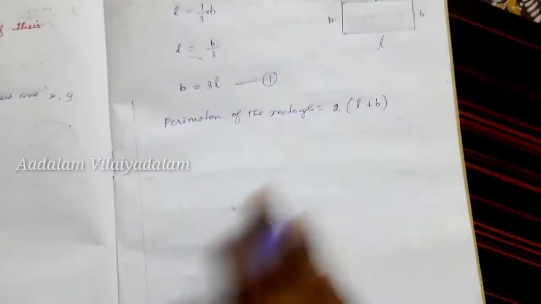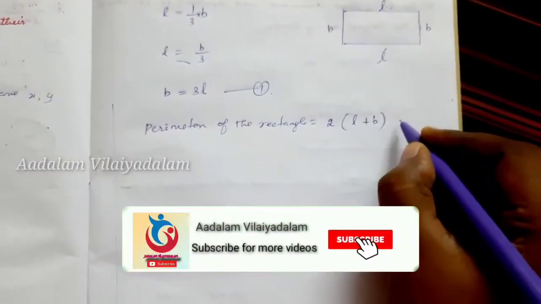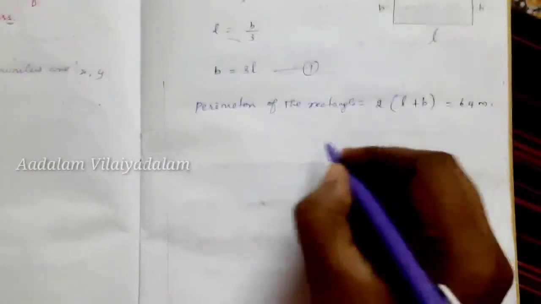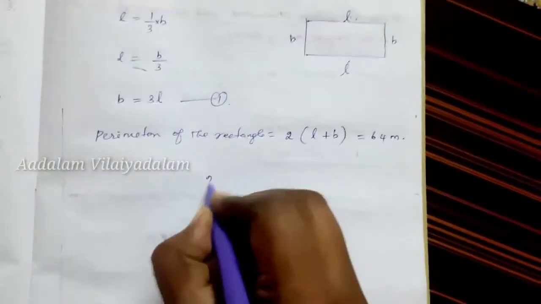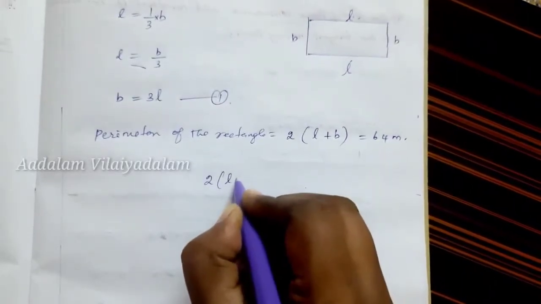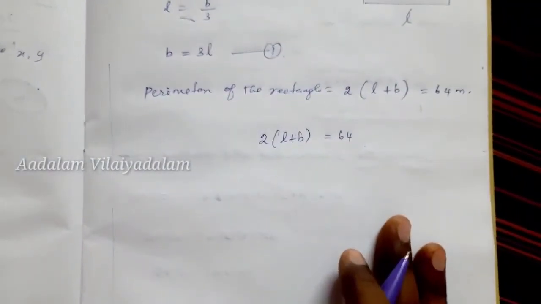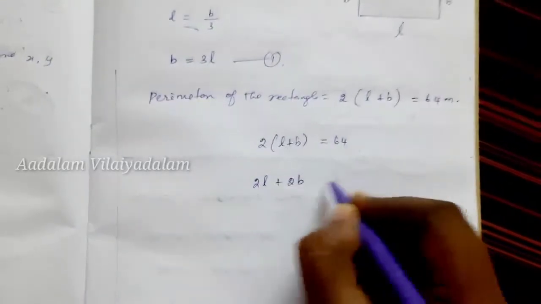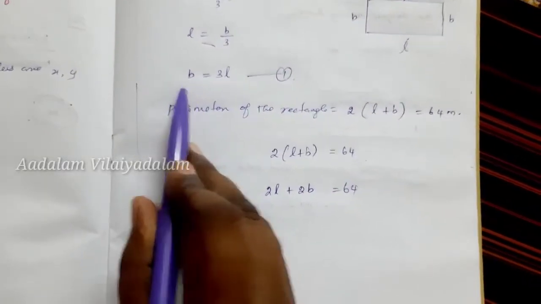So perimeter of the rectangle, what is given here? That is 64 meter. So equal to 64 meter. So let us write 2 times of L plus B. How can we write? 2 times of L plus B equal to 64. We can write it. Clear? Now let's multiply it. So 2L plus 2B we get, isn't it? Equal to 64.